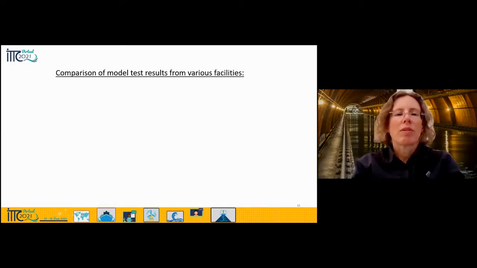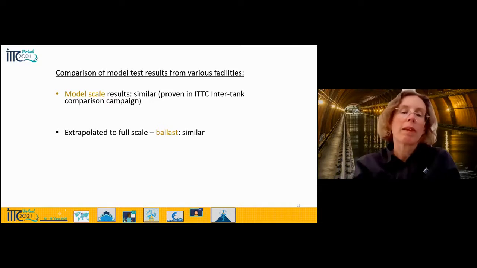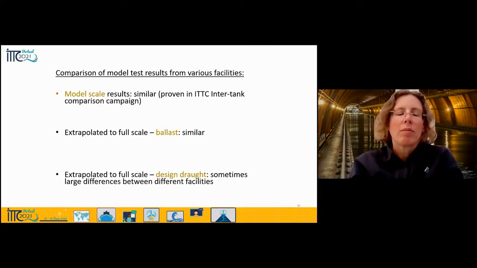There have been some comparisons done between various model test facilities. We all know the ITTC inter-tank comparison campaign at model scale, and it resulted in very similar values at model scale. We also know by experience that if we compare full-scale predictions at ballast draft between different facilities, they're often very similar. But if we compare results for deeper draft, design draft or scantling draft, sometimes there are large differences between the different test facilities.